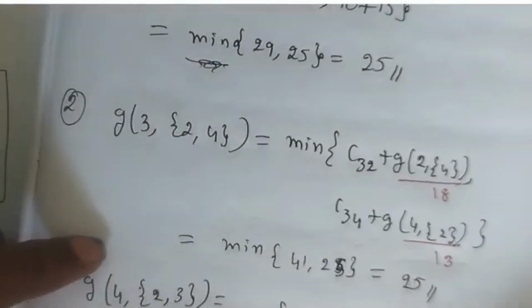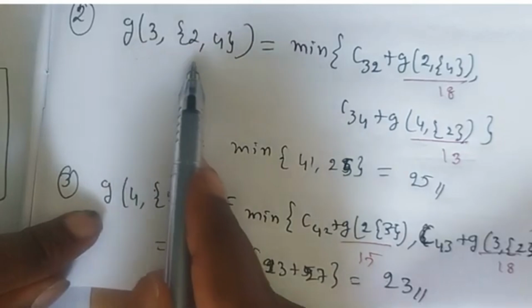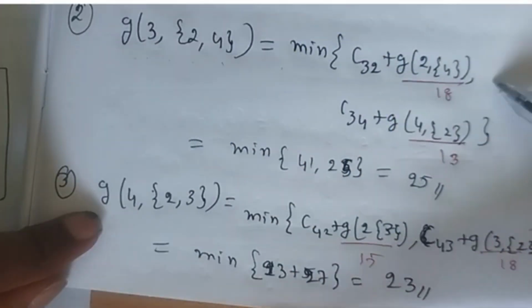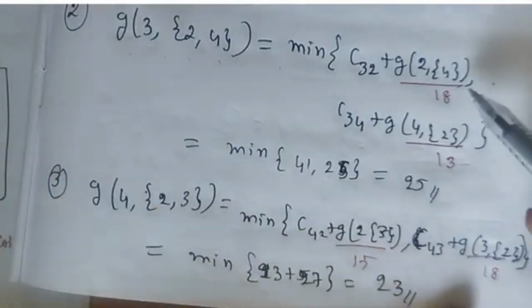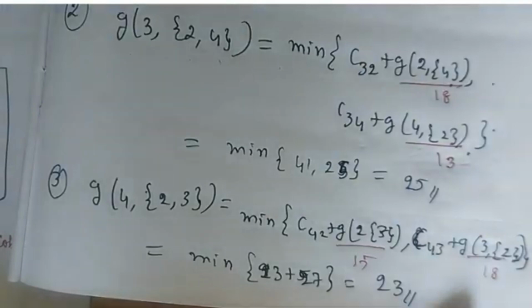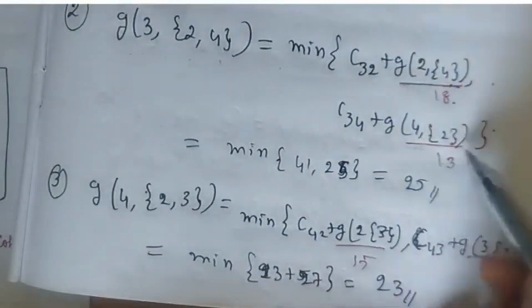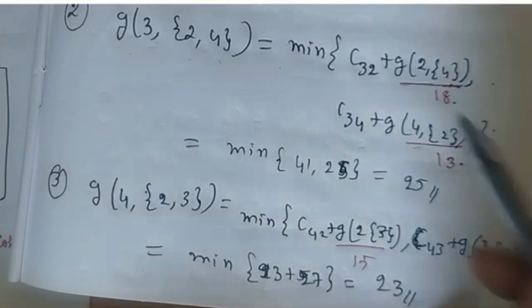Okay, for the time being I have calculated offline. Here G of 2 comma 2 4 equals the equation. Again we have to calculate this part separately, and this part also separately. I am writing directly: if we calculate this part we get 18, and this part is 13. Okay, we implement these values here.